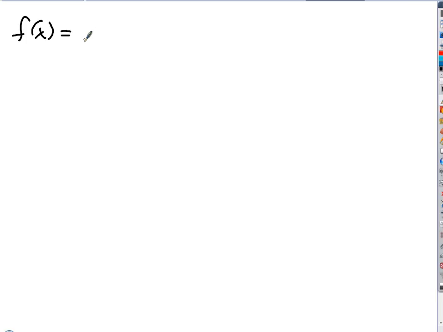f of x equals, how about if we do x cubed minus 2x. I want to calculate the derivative function from that. Now, let's start together, and then I'm going to turn you loose to work on this a little bit. So where do we always, for now, where do we always start when we want to calculate a derivative? Hunter, where do we start?